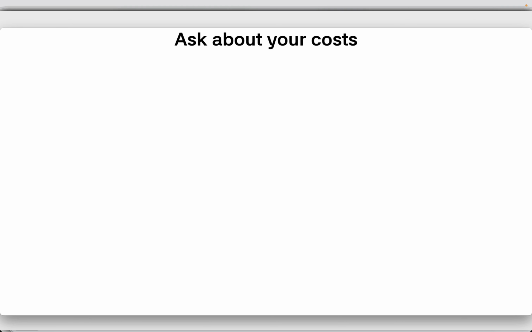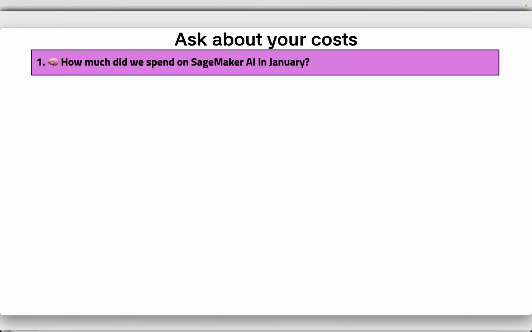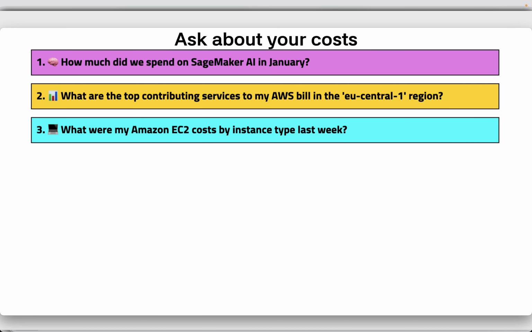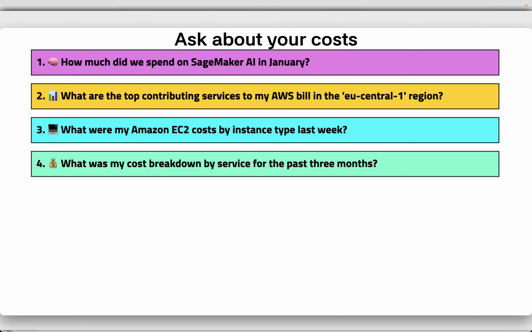Next, you can ask some sample questions about your cost. So how much did we spend on SageMaker AI in January? What are the top contributing services to my AWS bill in the EU Central Region 1? What were my Amazon EC2 cost by instance type last week? What was my cost breakdown for service for the past 3 months?